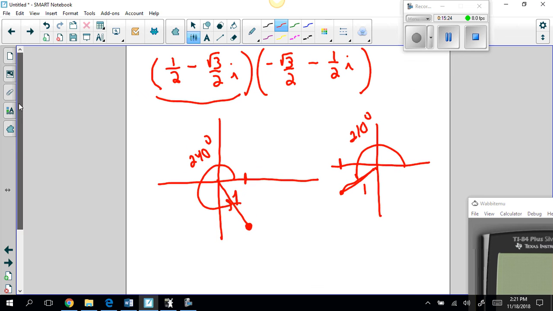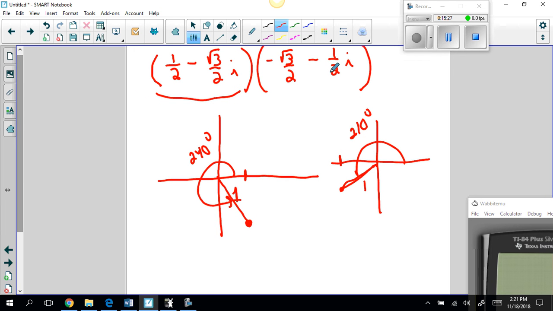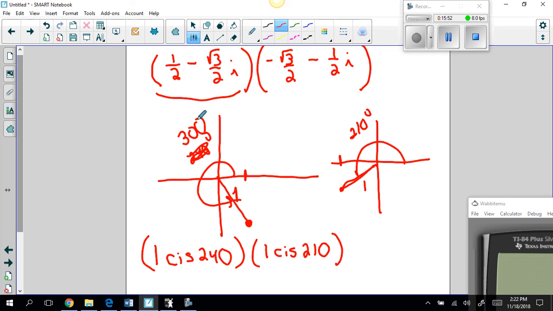So I don't know about you, but I don't want to multiply these two things together. But I do know the top one is 1 CIS 240 times 1 CIS, first, 240 and 210. I don't think 240 is right, though. That'd be 300. There we go. Something wasn't registering. 300.